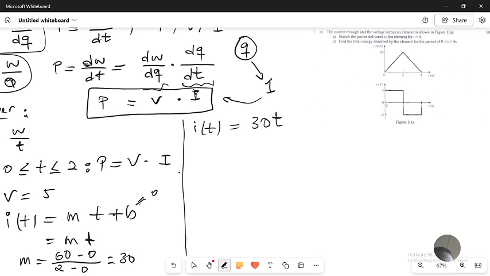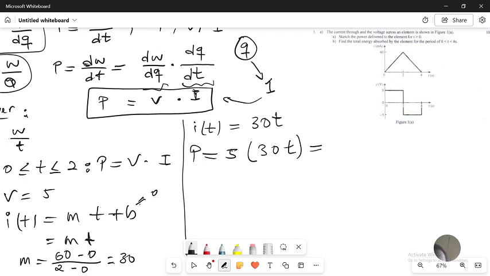Now I have the voltage, V equals 5. I also have the current, so I can directly determine my power. My power equals V, which is 5, multiplied by the current, 30t. So my power is going to be 5 multiplied by 30t, which is 150t. That is my power from 0 to 2. Now I have to determine it from 2 to 4.